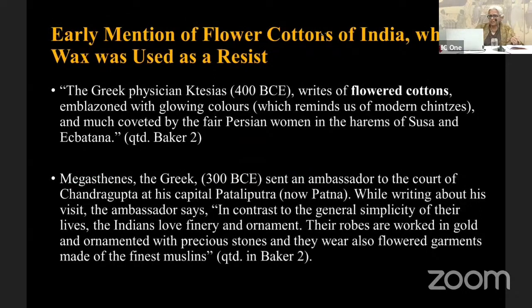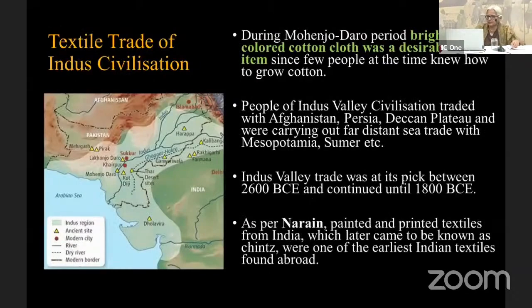So the Greek physician Cassian has said in 400 BCE, he writes of clover cotton emblazed with glowing colors, which reminds us of modern chints and which are coveted by the fair Persian women in the harems of Susa and Ekbatana. And then Chandragupta Maurya's capital, the people who came, their robes were worked with gold, and they were all wearing precious stones, and these were all also painted with batik.